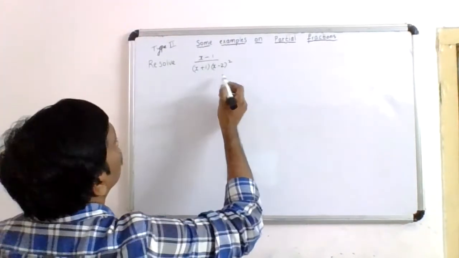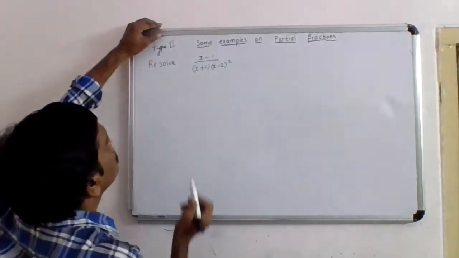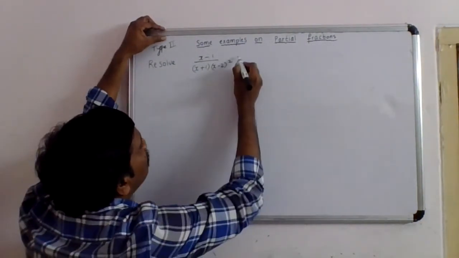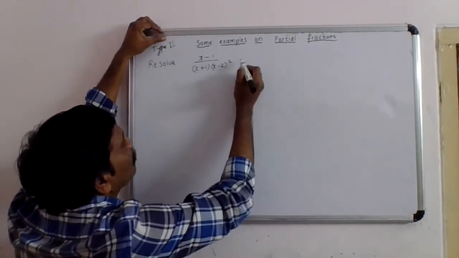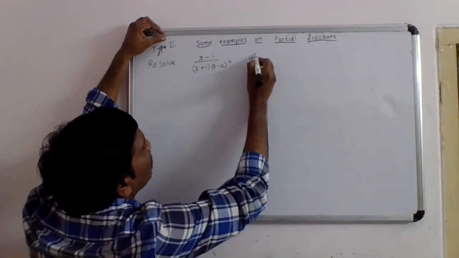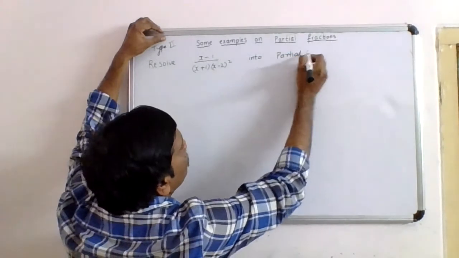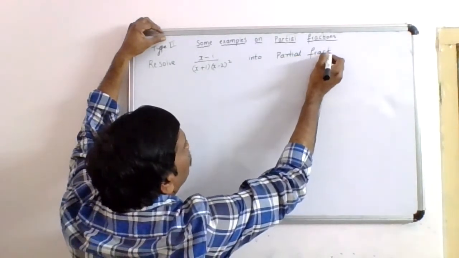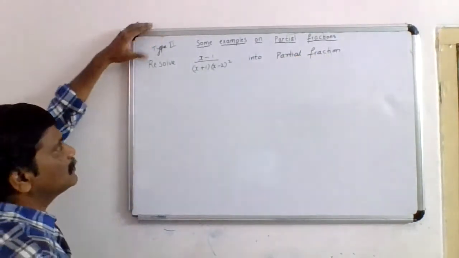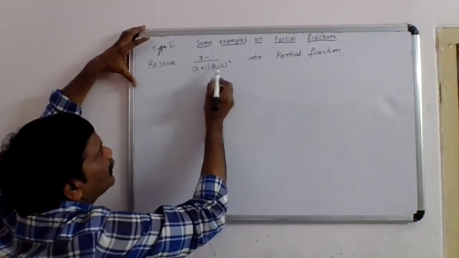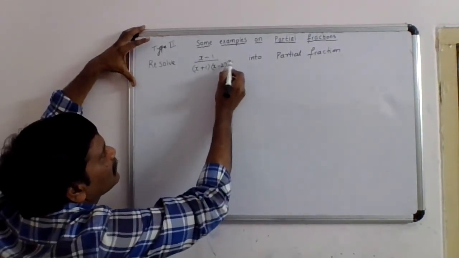This problem is type 2. We resolve this into partial fractions. So what we observe here is both are linear factors only, but one linear factor is repeating.